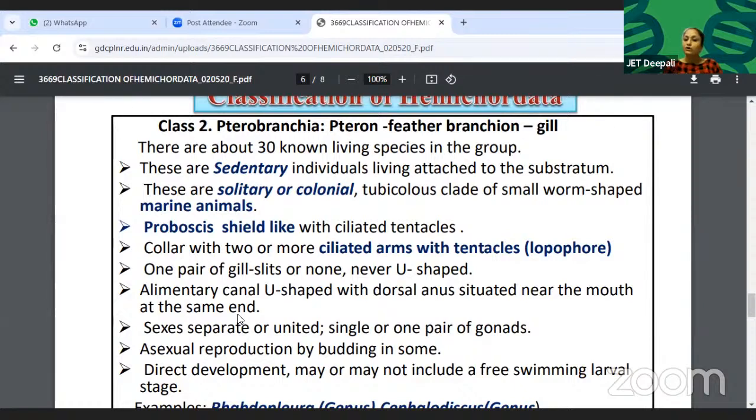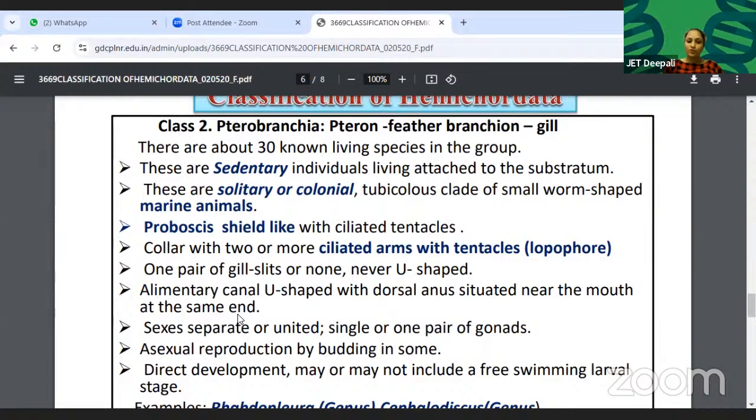Tubicolous, a clade of small worm-shaped marine animals. Proboscis shield-like with ciliated tentacles. So many tentacles, so many branches, I have shown you in the diagram of Rhabdopleura and Cephalodiscus. So many branches are arising. The proboscis is shield-like, meaning you can see the protection, it's like a shield, with ciliated tentacles. Collar with two or more ciliated arms with tentacles.